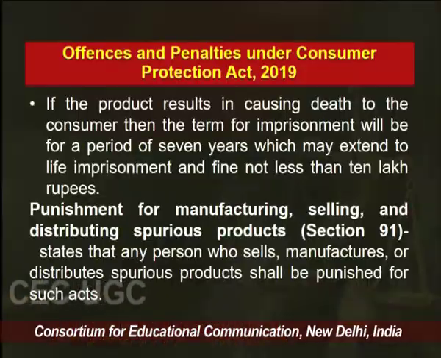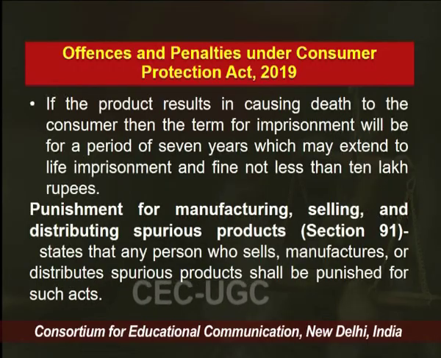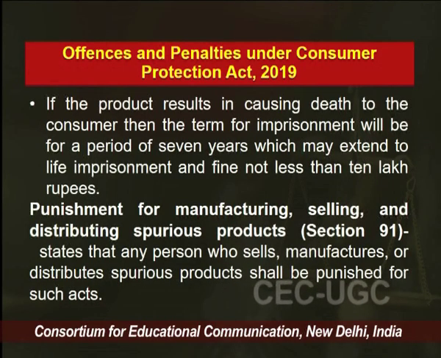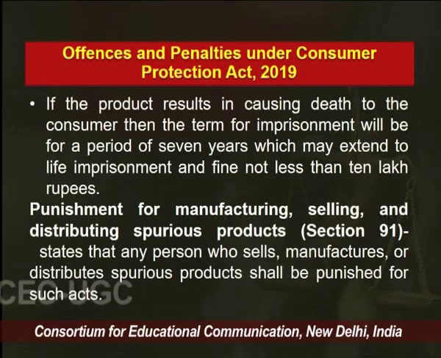Then the third offence is punishment for manufacturing, selling and distributing spurious products, defective products. So, any person who sells, manufactures or distributes any spurious products shall be punished for such acts.